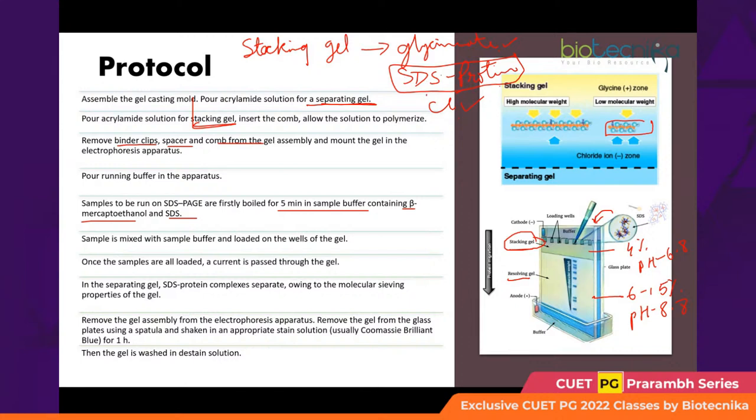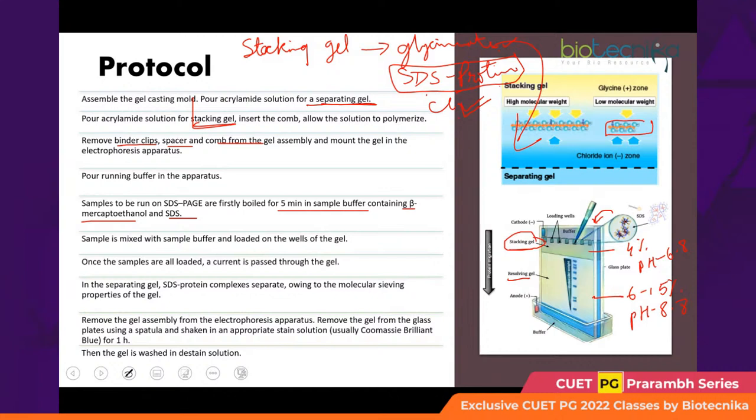So in the stacking gel, the SDS-protein complex will get sandwiched between the glycinate and the chloride ions. Now, as this sandwich enters the separating gel, the situation changes. What will happen? The separating gel will have a higher pH. Because of the higher pH, the glycinate in the separating gel gets fully ionized, and that increases its mobility. The chloride ion was already in the front, and now glycinate will also come in the front and overtake the SDS-protein complex.